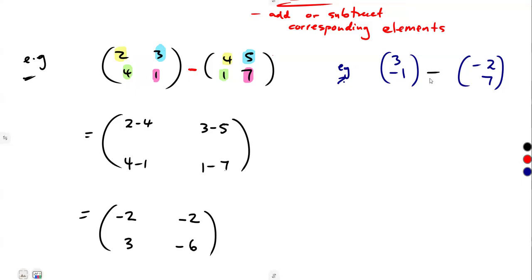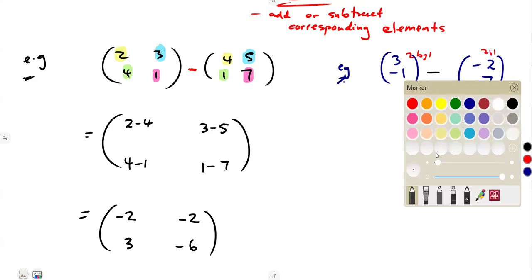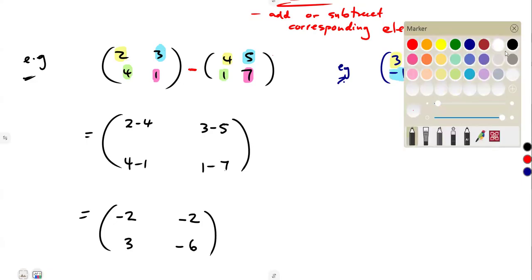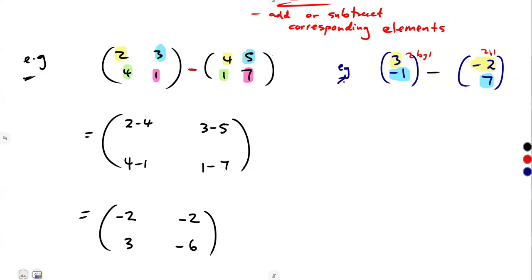Given this, we can see that the order here is the same, 2 by 1: 2 rows by 1 column. So we have a 2 by 1 and also here a 2 by 1. So we can add corresponding elements together just like before. 3 corresponds to minus 2, and minus 1 corresponds to 7. So this is going to give us, we subtract 3 minus 2. This is the concept that we are having here.